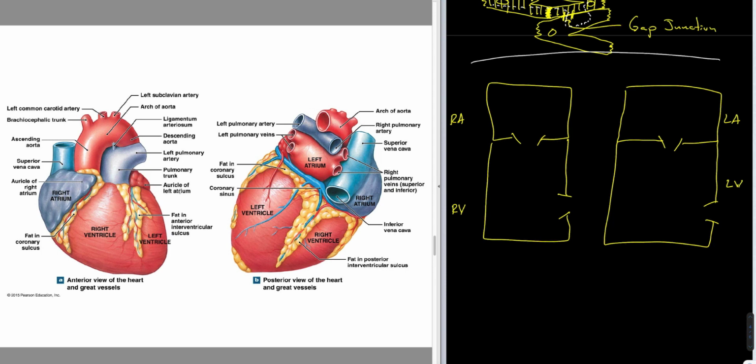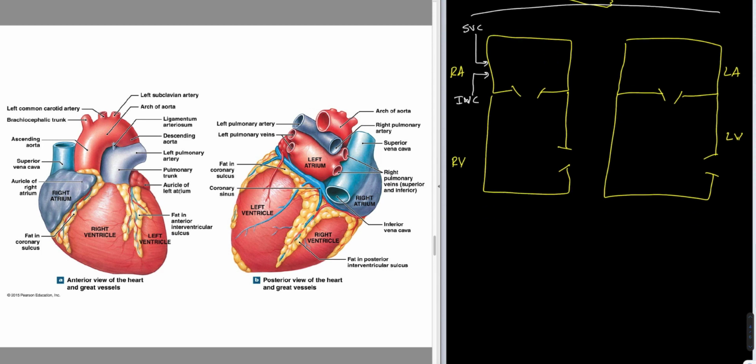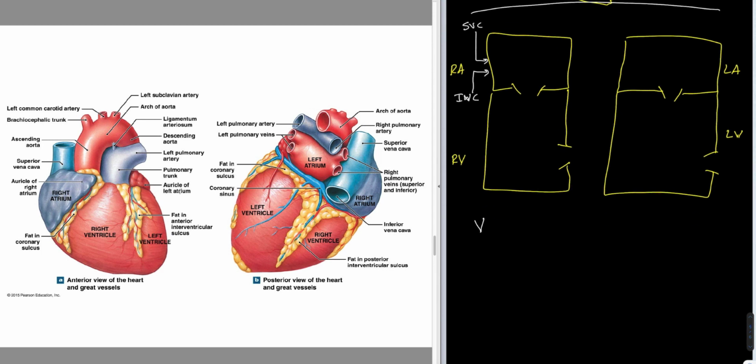Okay, so the major blood vessels that bring blood back to the heart are the superior vena cava and the inferior vena cava. The superior vena cava and inferior vena cava are draining the blood. These are veins, so they're bringing blood back to the heart. General rule of thumb is veins bring blood to the heart.